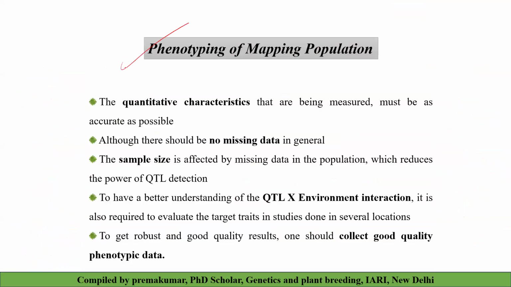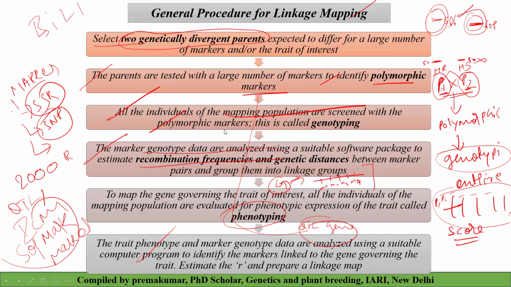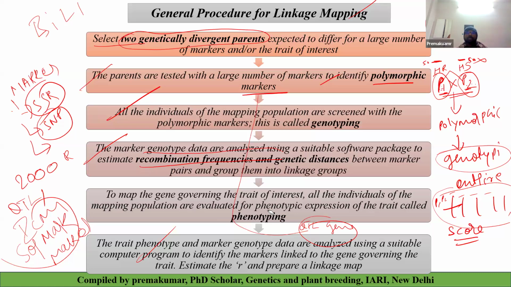A doubt, sir, about phenotyping steps: after genotyping the markers in all the mapping population individuals, we will get the linkage map, and only then are we going to phenotype, sir? No, it is going hand in hand. In the field, you do phenotype. In the lab, you do genotype. No worries.